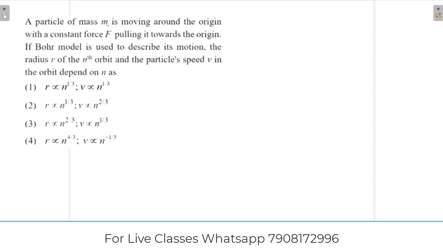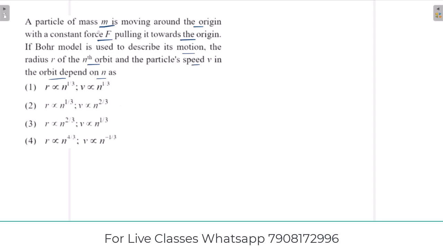A particle of mass m is moving around the origin with a constant force F pulling it towards the origin. A Bohr model is used to describe its motion. The radius r of the nth orbit and the particle speed v in the orbit depend on n as.